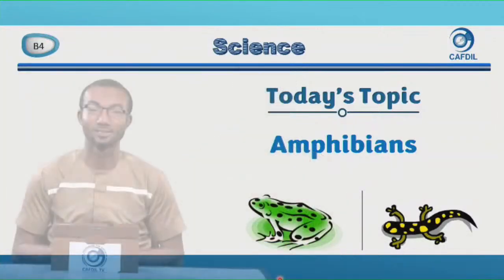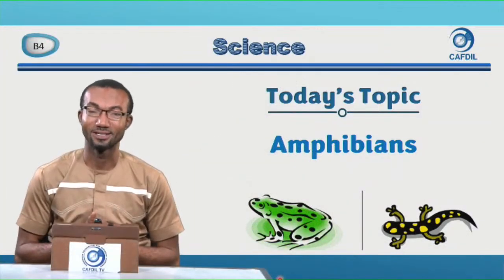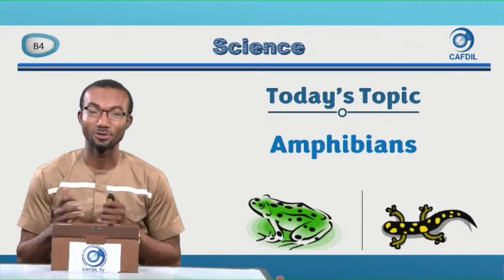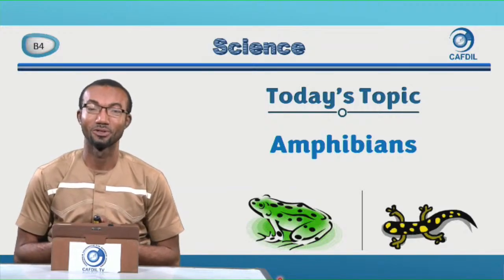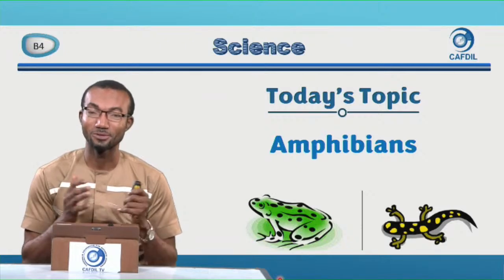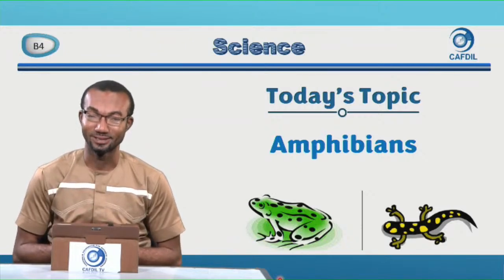Kids, we started learning about some groups of animals. We talked about insects, birds, mammals, and then reptiles in our last lesson. Today, we are still on the group of animals, and we are going to look at amphibians. I know you have heard the word amphibian before. They are a group of animals and we are going to look at them in this lesson.